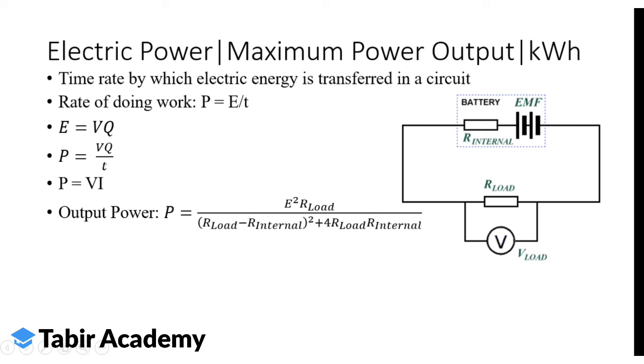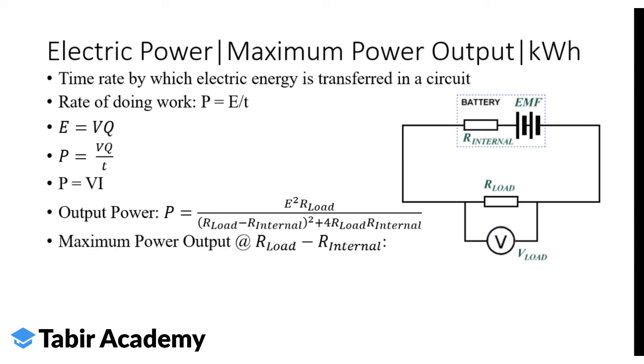This result is also very important because it informs you what the relation is between R load and R internal in terms of the output power. In this expression, we can clearly see that we will get maximum output power when this factor becomes equal to 0, and this factor will become 0 when R load becomes equal to R internal, and that is the condition for maximum power output.